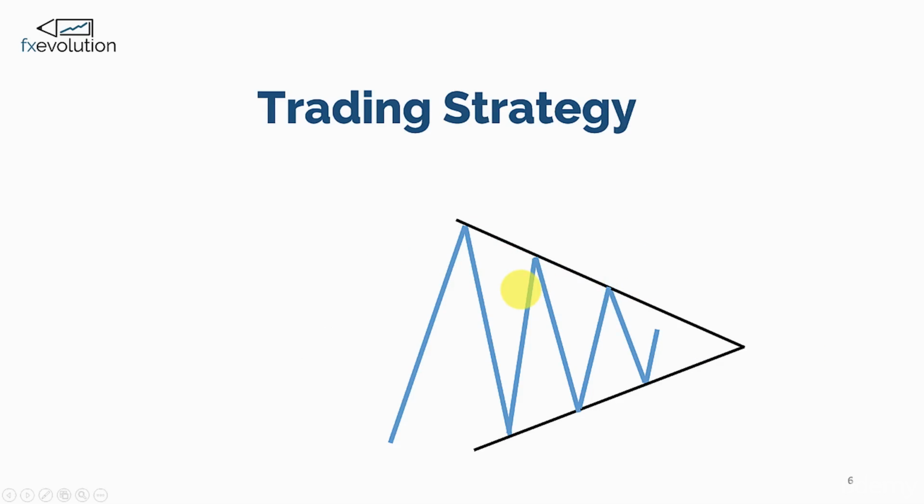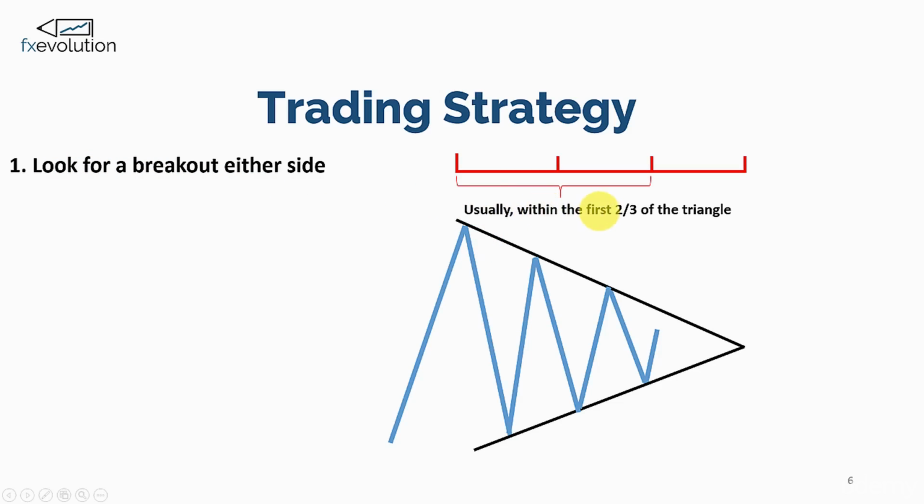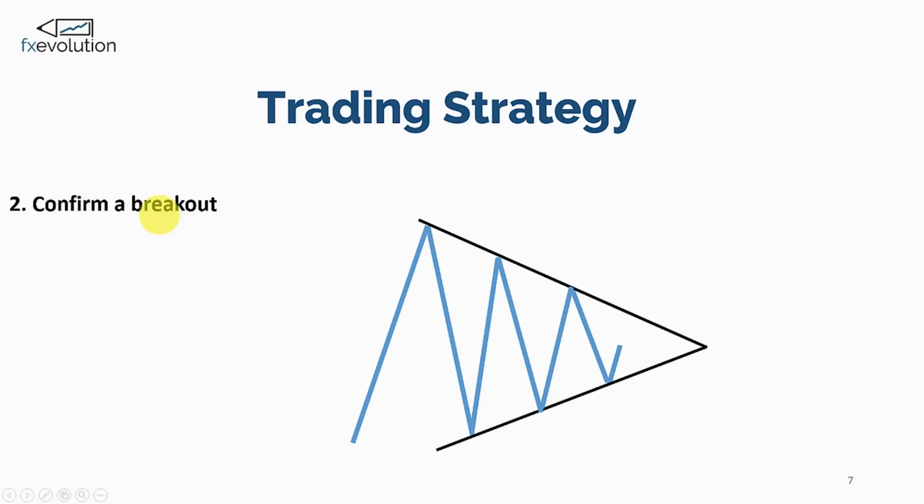So let's discuss the trading strategy behind these triangles, in particular the symmetrical triangle. So we've identified the symmetrical triangle correctly. We know that we're going to look for a breakout on either side, and usually within the first two-thirds of the triangle it will happen. Then we'll look for the confirmed breakout, like here. We'll look to buy into this, or if it breaks to the low, we'll look to sell into this and profit from the decrease.